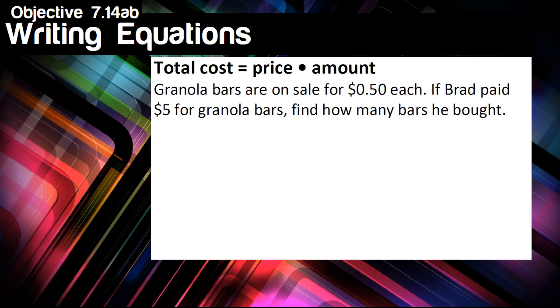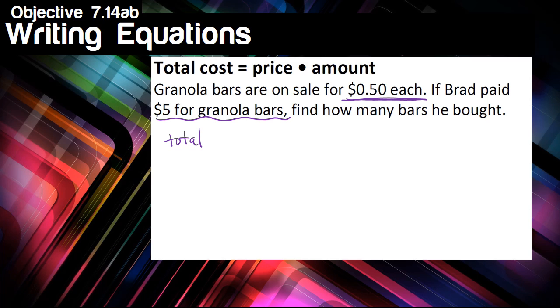So now we have the total cost. So there's a total cost problem: total cost equals the price times the amount. So we're given this equation already. We just got to figure out what in the world's happening with our word problem. And so we have granola bars are on sale for 50 cents each. So there's our price. So if Brad paid $5 total for the granola bars, how many bars did he buy? And so we have our total cost. So let's write down some information.